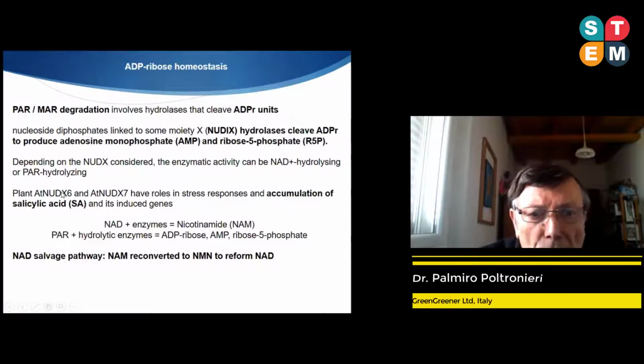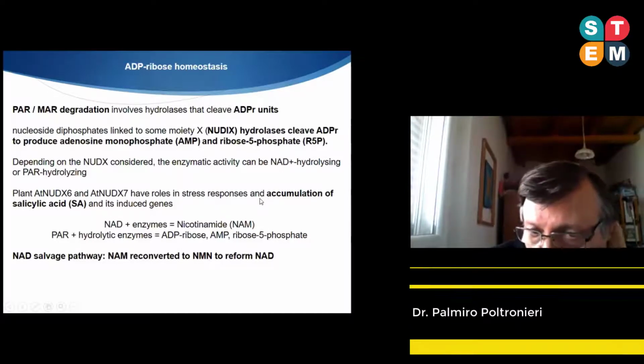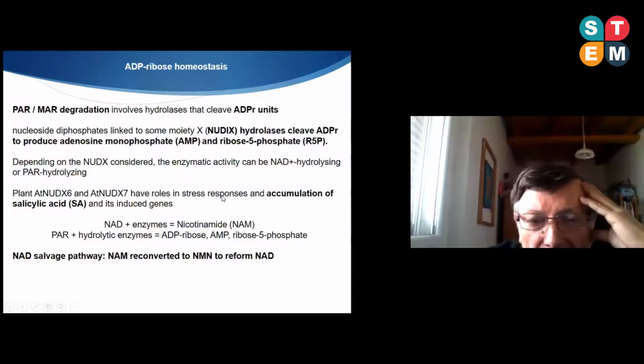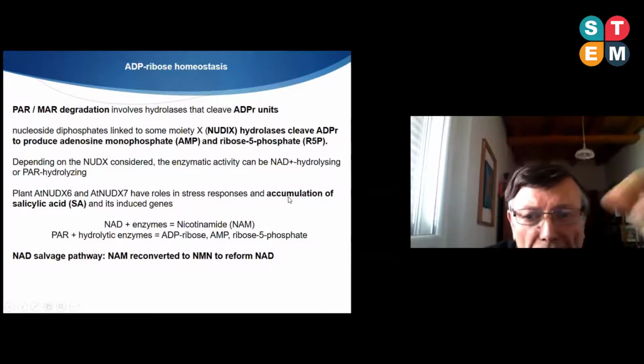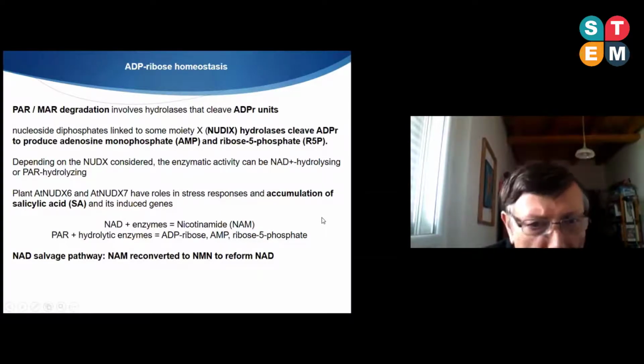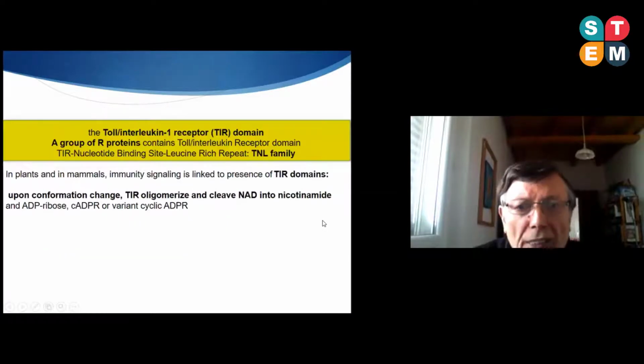And these Nudix hydrolases are also involved in plants to interact with the salicylic acid immune defense mechanism. So all these intermediate products are important for the defense of plants and immunity.